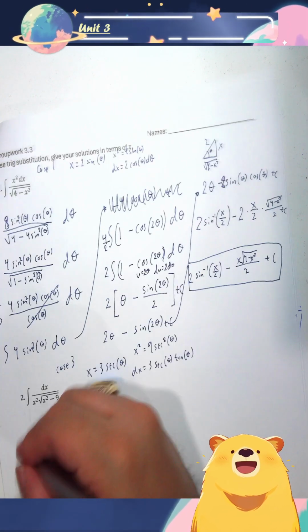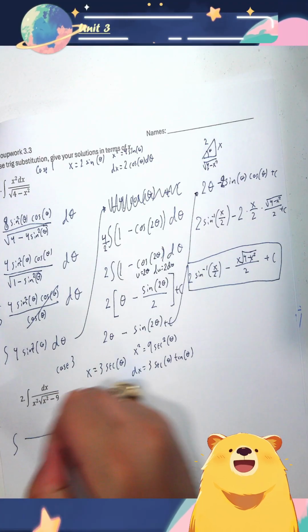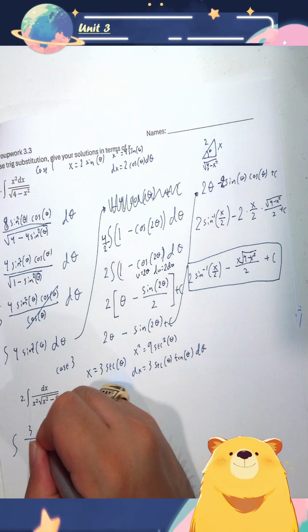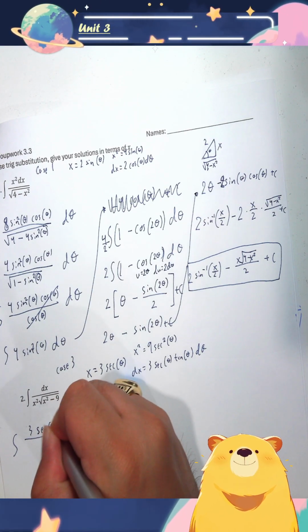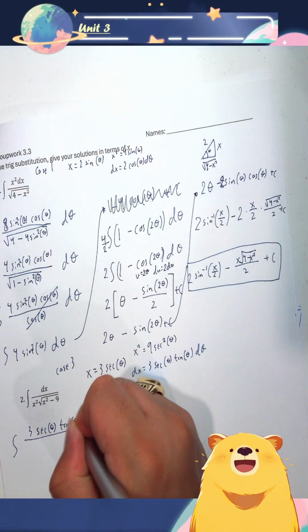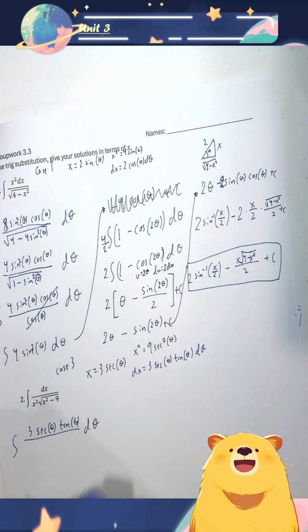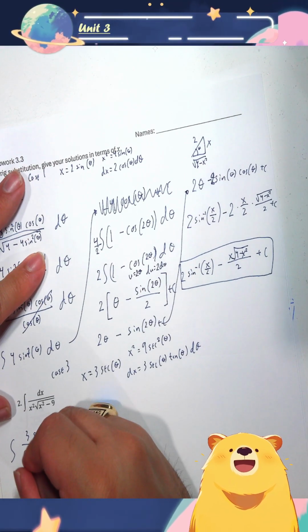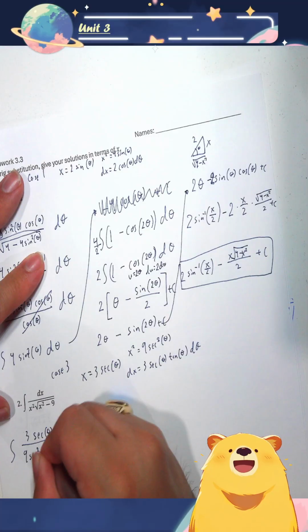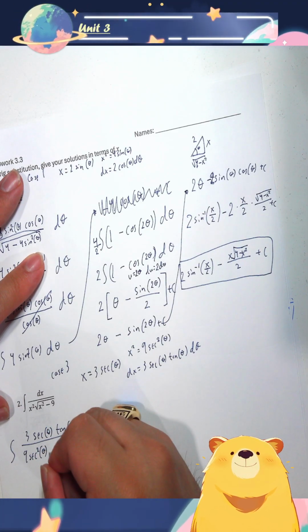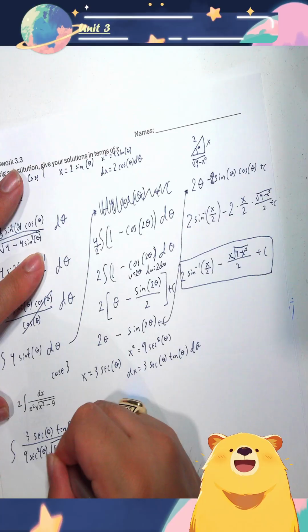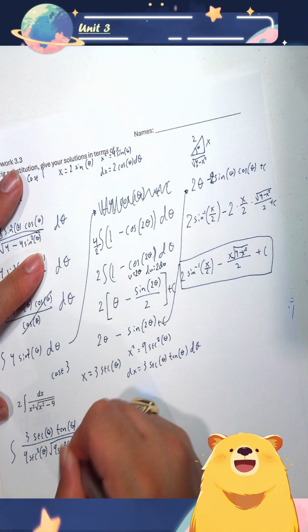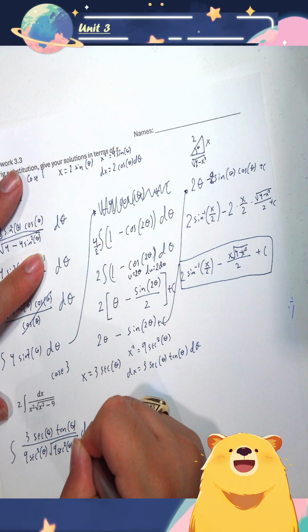All right, let's plug in everything. On the top will be 3. Oh, forgot d theta. 3 secant of theta, tangent of theta, d theta. We have x squared on the side to be 9 secant squared of theta, and square root of 9 secant squared of theta minus 9.